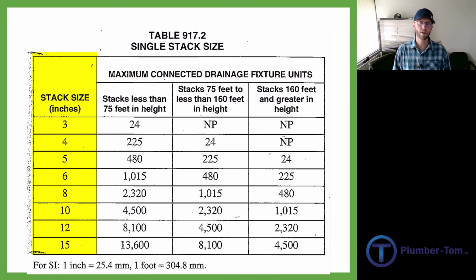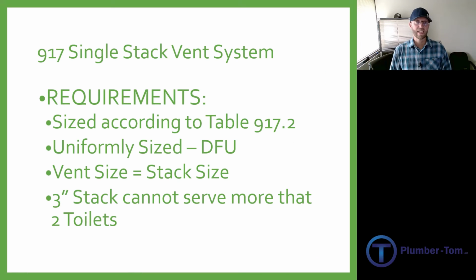On the left column we have our pipe sizes, and then you'll notice on the next 3 columns where we're looking at the maximum connected drainage fixture units is divided into the height of those stacks, the shortest being less than 75 feet high. Then we get from 75 to 160 feet high and 160 feet and higher. So these are definitely designed for our high-rise buildings. As we look at more of the specifics on requirements, it has to be sized according to the table, uniformly sized for the drainage fixture units.